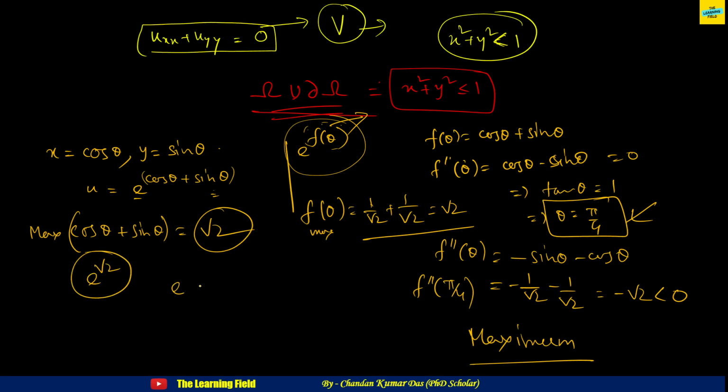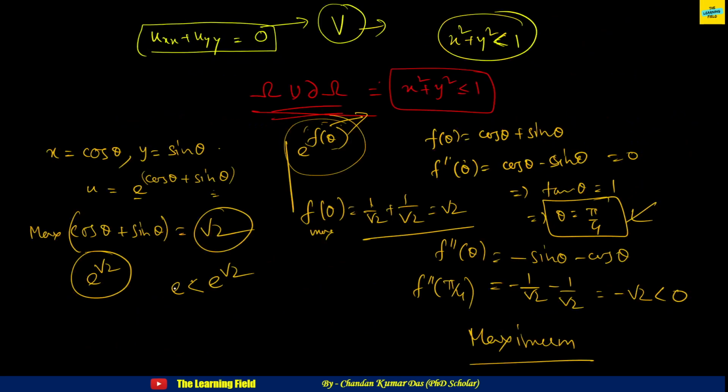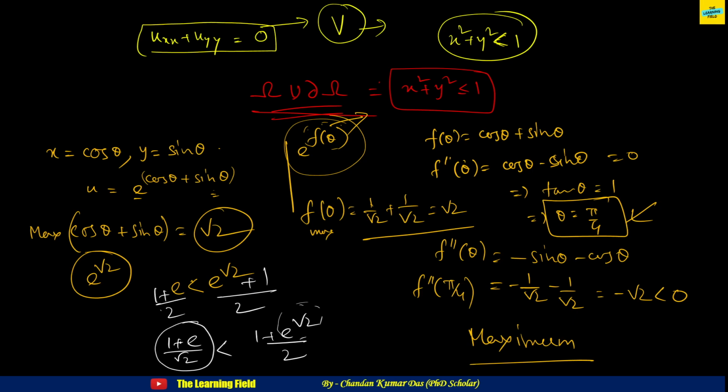Now we can say that e is less than e to the power root 2. Fine. We actually develop the inequality with this and this. So 1 plus e by 2 is this, and that means 1 plus e by 2 is less than 1 plus e to the power root 2 by 2. Since this is the maximum value, this is less.